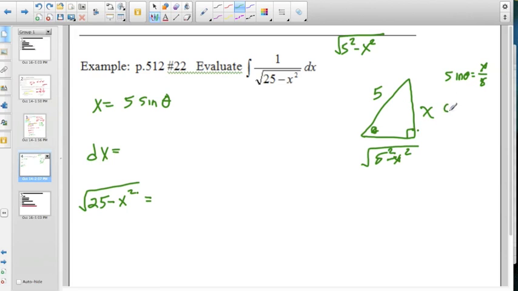And then we can go ahead and set up our cosine function. Cosine equals adjacent, the square root of 25 minus x squared, over hypotenuse 5. So we end up with 5 times the cosine of theta. And then we can go ahead and take the derivative here to get the expression for the differential dx. And so the derivative of 5 sine theta is 5 cosine theta d theta.